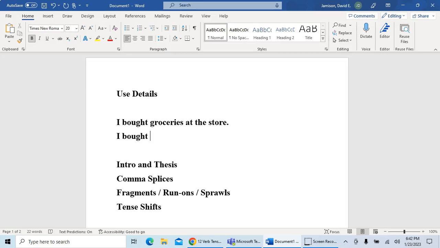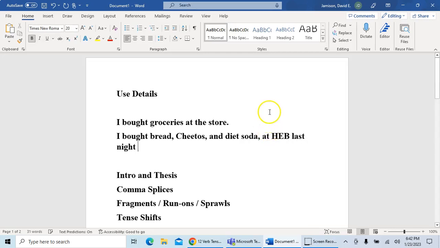I bought groceries. What kind of groceries did we buy? Bread, Cheetos, and diet soda. And we'll say we bought them at HEB. There you go. That's a much more interesting sentence. I bought bread, Cheetos, and diet soda at HEB last night during the rainstorm.